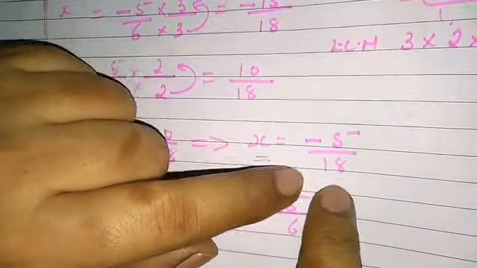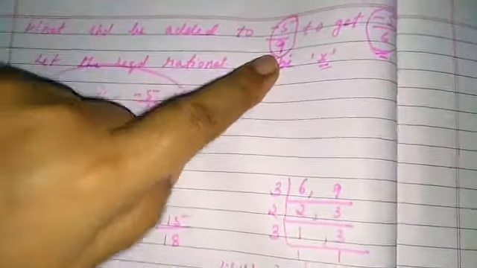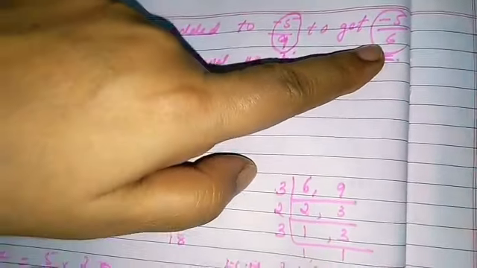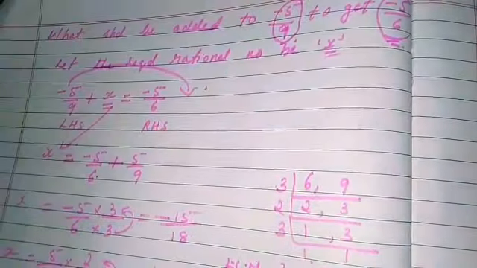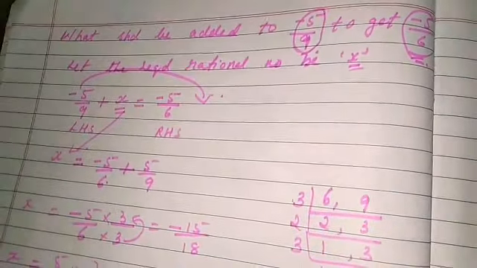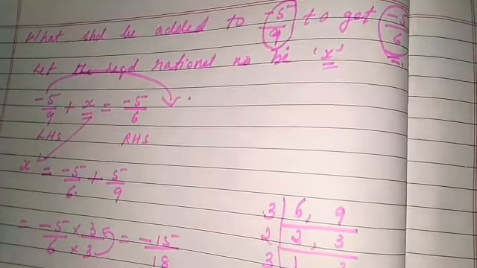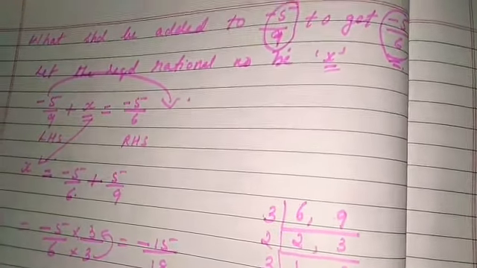Now minus 5 by 18 is the value that needs to be added to minus 5 by 9 to get minus 5 by 6. So I hope this was helpful, kids, and in my next video, I'll be doing the multiplication and division of integers.